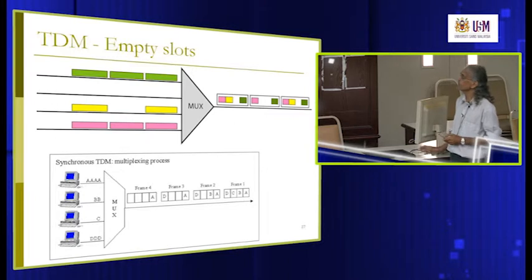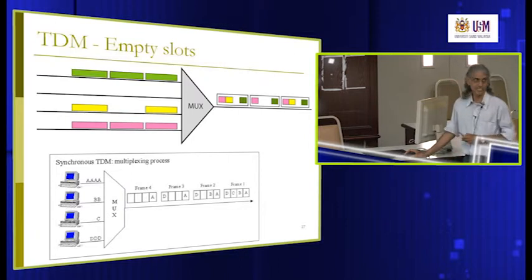Now, this is what we were talking about earlier. You have multiple input lines coming in. We will take the data from each input line, put it into a frame, and then send it out. For example, like this. The first frame consists of the first piece of information, A, B, C, D. In frame number 2, C is no longer sending data. So if a user is no longer sending data, the slot is still reserved for that particular user.